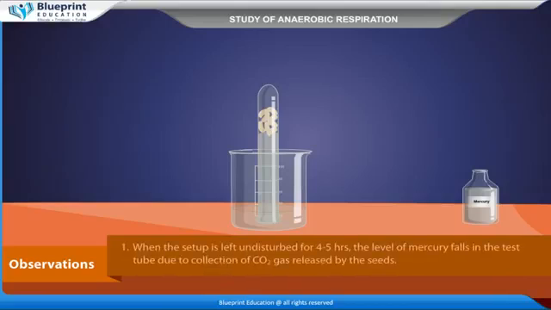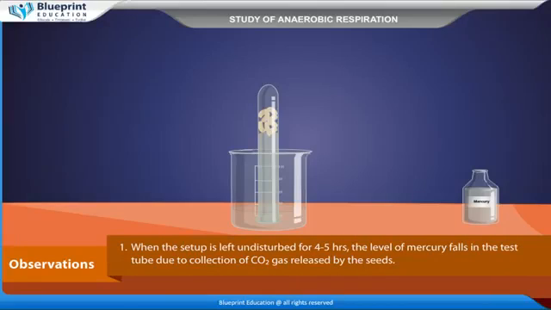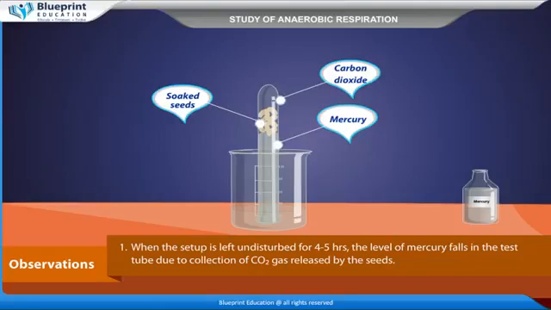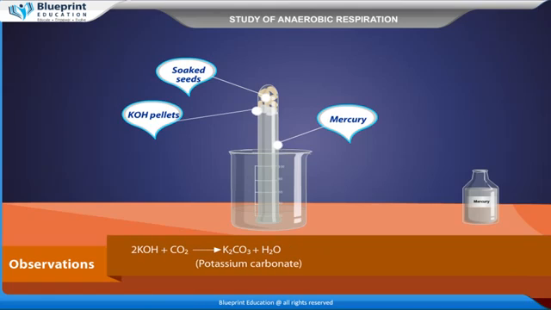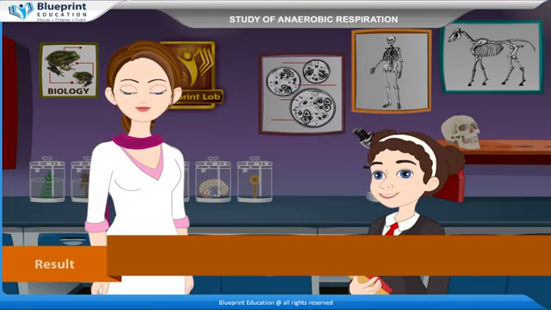Observations: when the setup is left undisturbed for 4 to 5 hours, the level of mercury falls in the test tube due to collection of CO2 gas released by the seeds. When KOH pellet is introduced in the test tube, KOH absorbs the gas and hence the level of mercury again rises up, showing that the gas released by seeds is CO2. 2 KOH plus CO2 gives K2CO3 plus H2O, potassium carbonate.